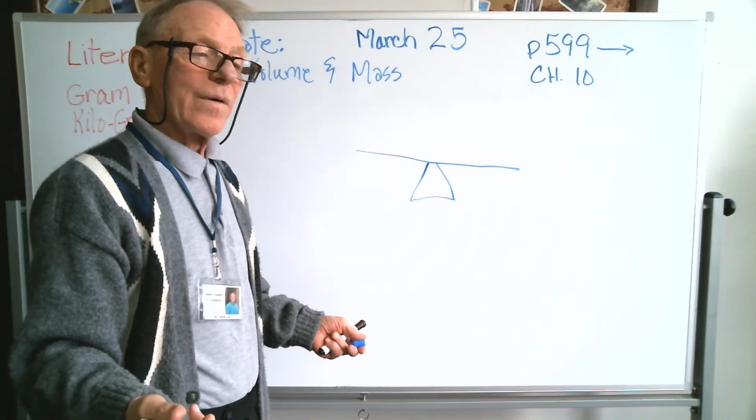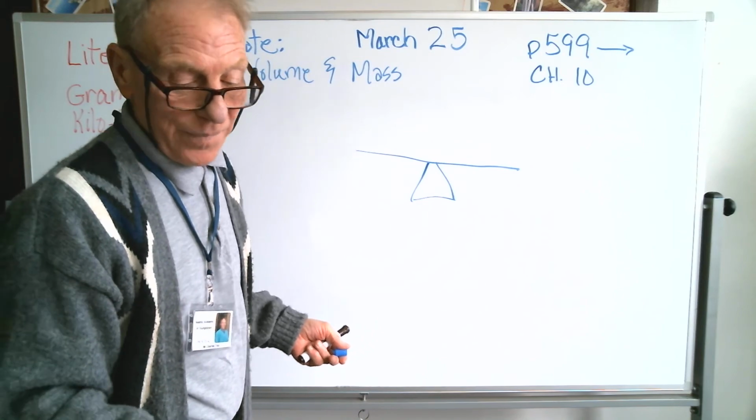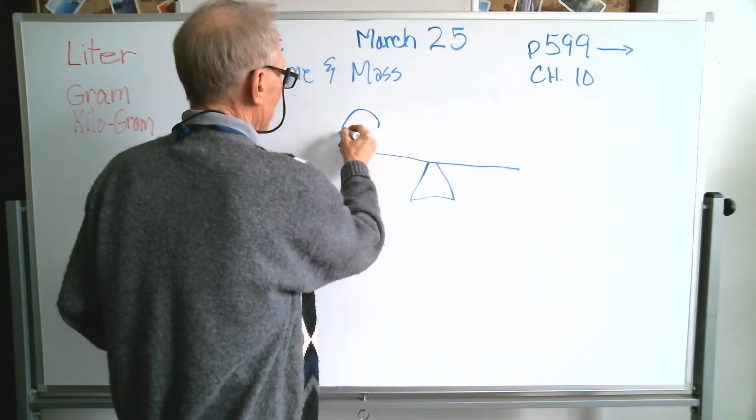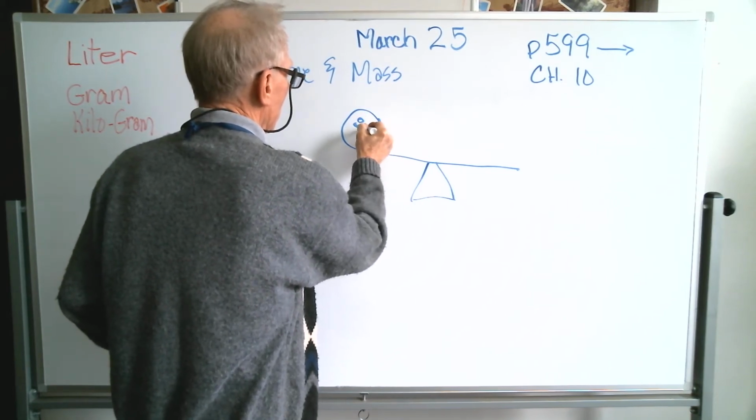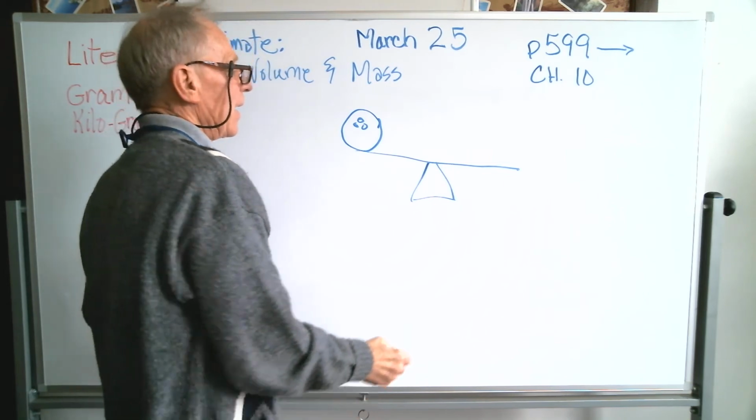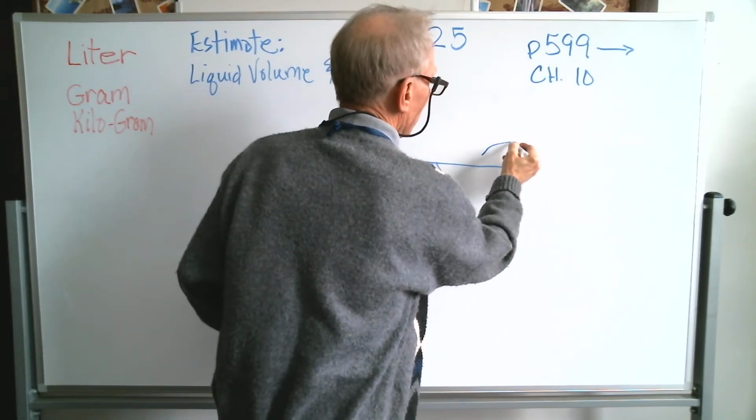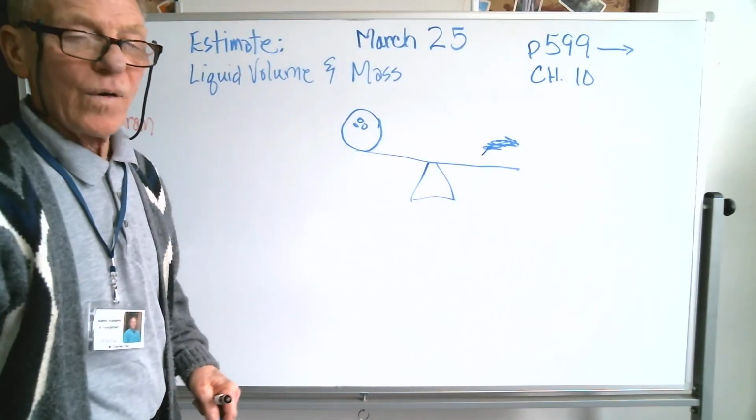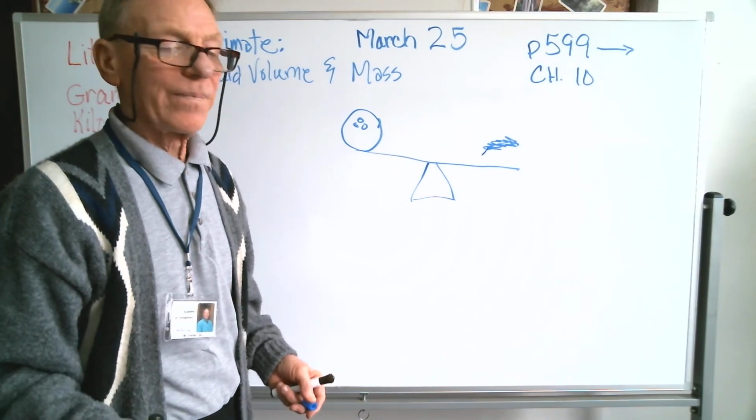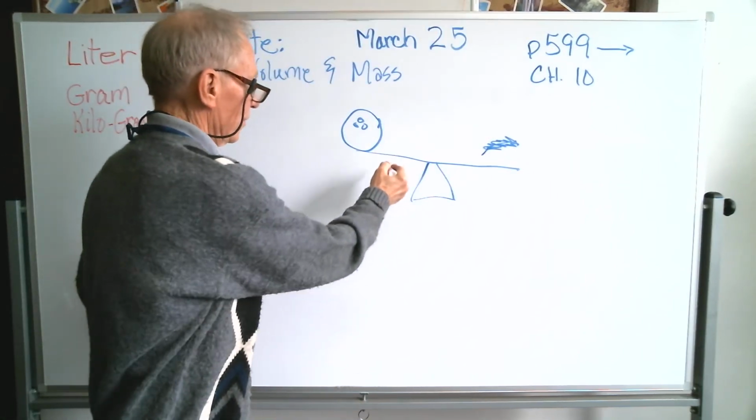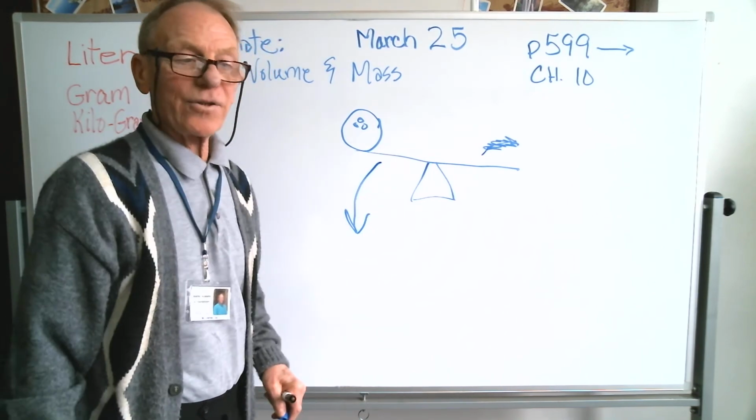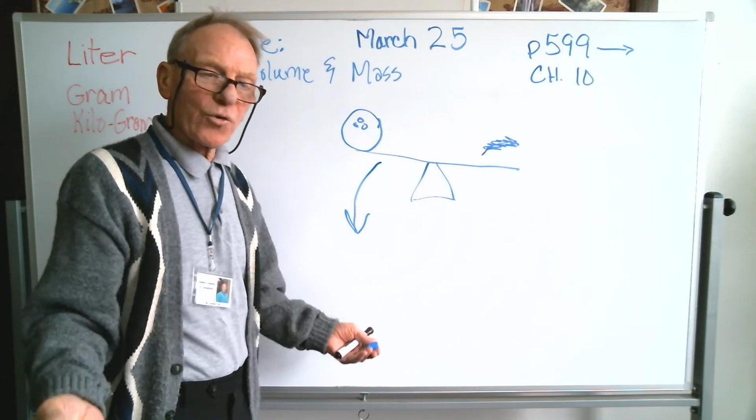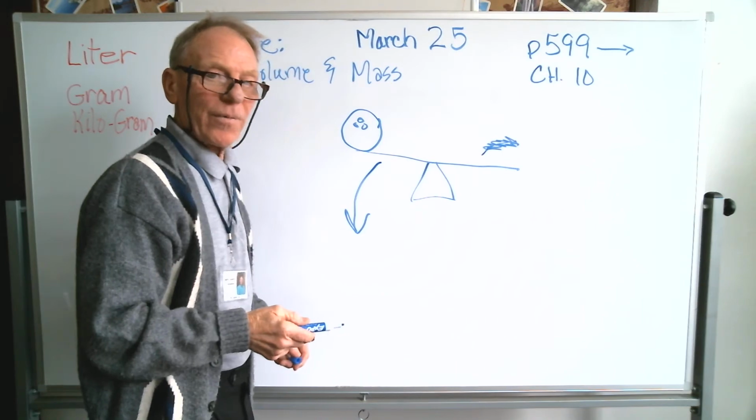Now, when estimating, for example, if we use this scale here, and on one side of this scale, I put a bowling ball, and on the other side of this scale, I put a feather. What do you think is going to happen to that scale? You're right, it's going to take a dive right in that direction. Why? Because this bowling ball has a much greater mass than that feather.